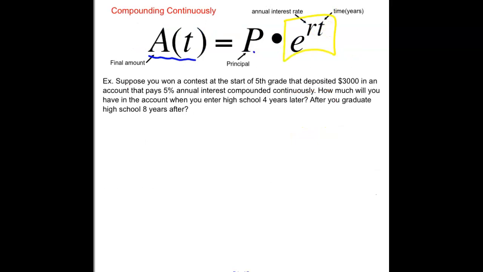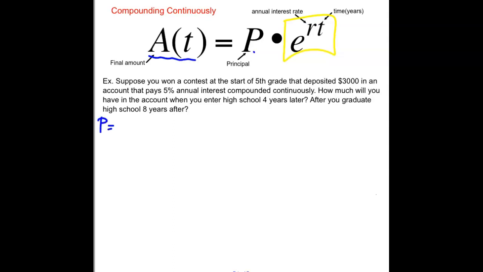So let's suppose we won a contest at the start of 5th grade that gave us $3,000 in an account that's paying 5% annual interest compounded continuously. How much will we have in the account when we enter high school 4 years later? And how much would we have after we graduate high school, which would be 8 years after we won this money? All right, so let's start out.